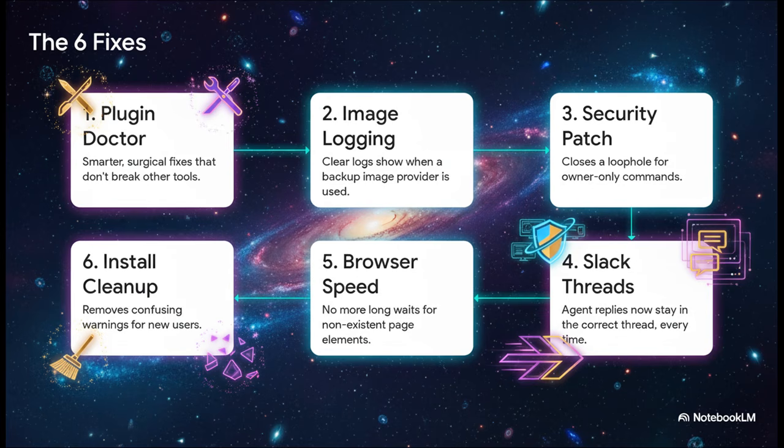Second, the image logs are way clearer so you always know which model made an image if a backup was used. That's great for consistency. Third, a huge security patch. It closes a major loophole for owner-only commands. We'll come back to that in a sec. Fourth, for all you Slack users, your agent's replies will now actually stay in the right thread, finally ending those confusing conversations. Fifth, browser actions are way faster. The agent won't get stuck waiting for something that isn't there, making your automations more reliable. And finally, the whole install process is cleaner, which makes it faster to get new team members up and running.